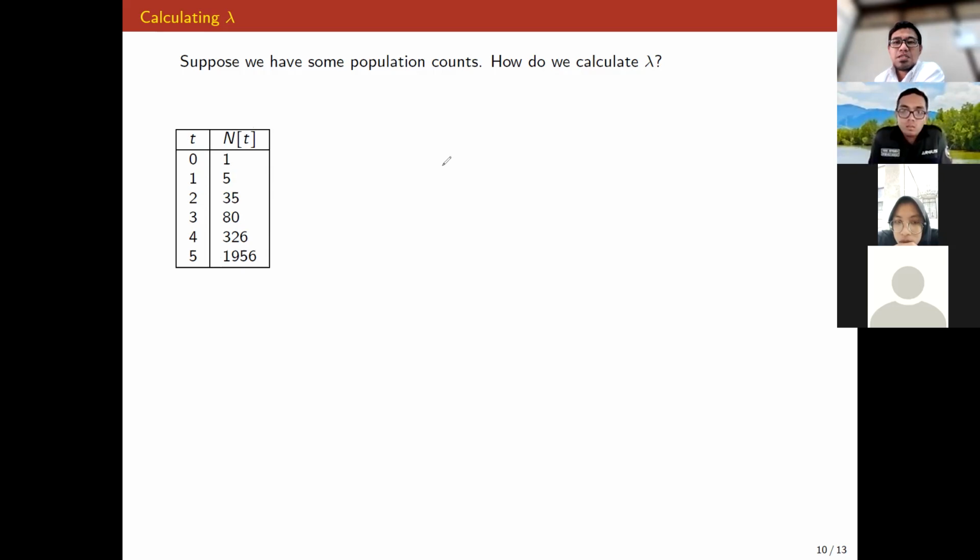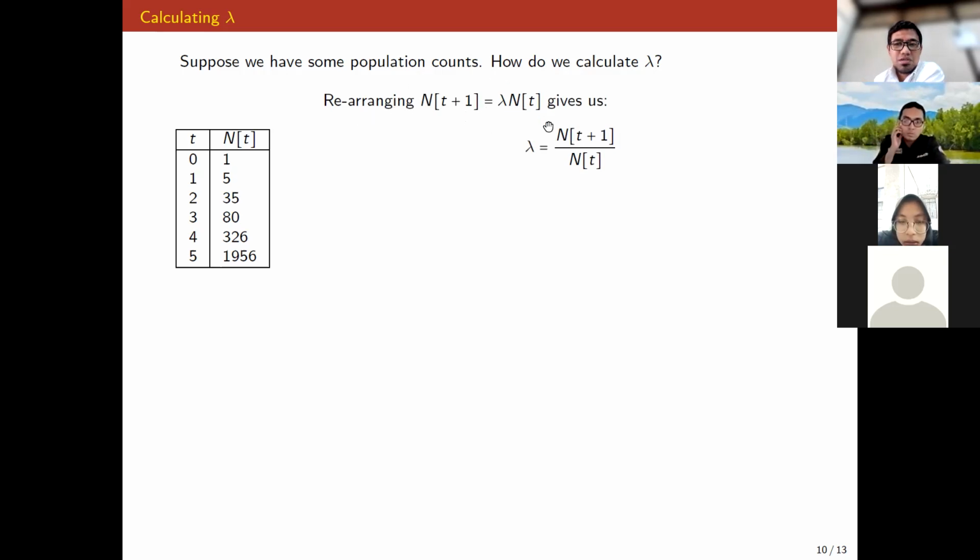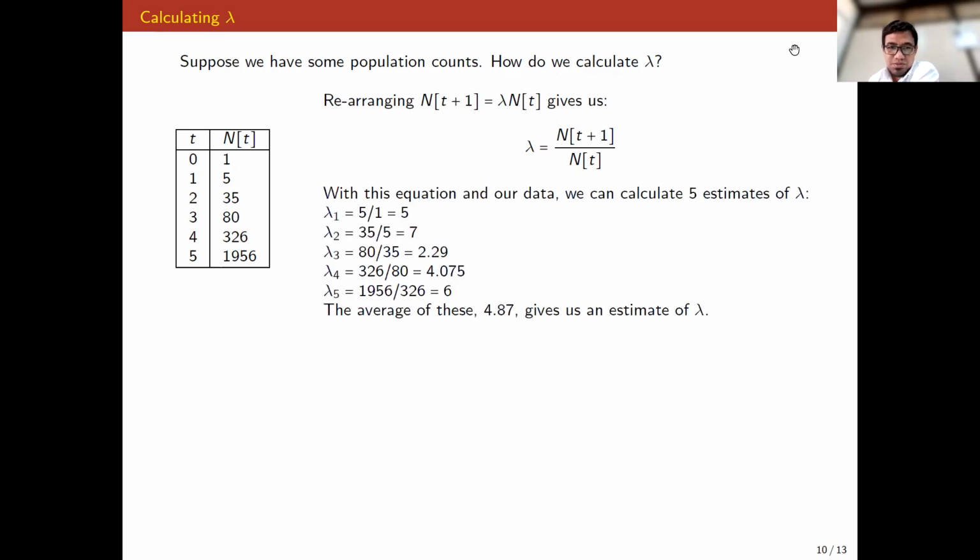Okay, let us see this. We rearrange the equations. Before we have this one: N_(t+1) is equal to lambda times N_t. So we can rearrange this to get lambda. Lambda is equal to N_(t+1) divided by N_t. Do you understand this? Now we can calculate our lambda in each interval of time, in each t.